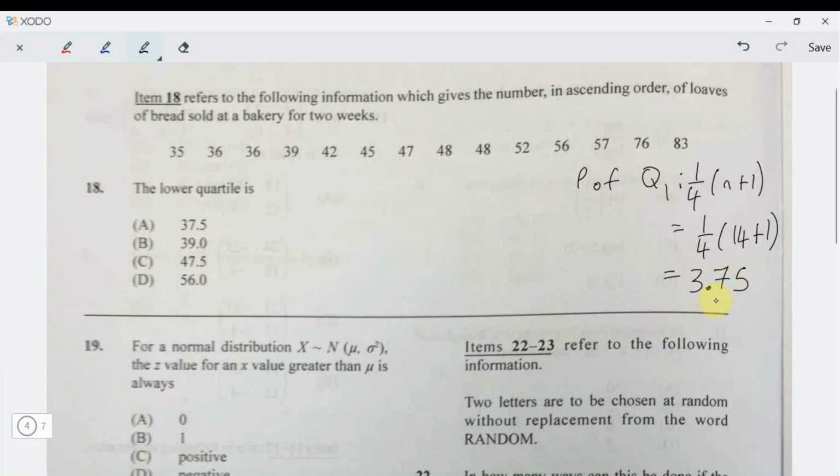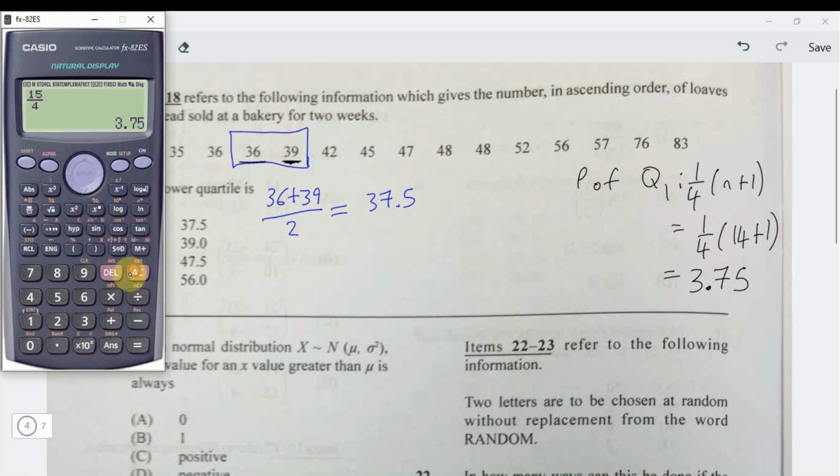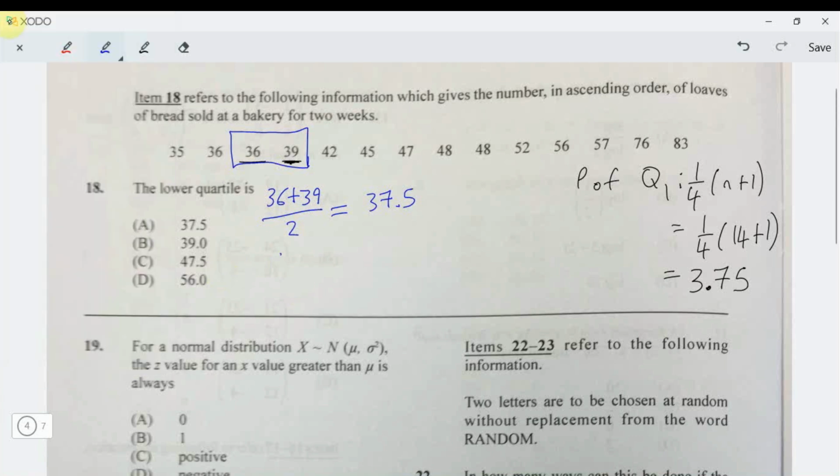3.75. Because we're at the 3.75 term, we're in between the third term and the fourth term. We're in between 36 and 39. Since we're in between these two numbers, to find the lower quartile, we take the average. 36 plus 39 divided by 2 is 37.5. Just to check it here, 36 plus 39 divided by 2, yes, 37.5. Option A.